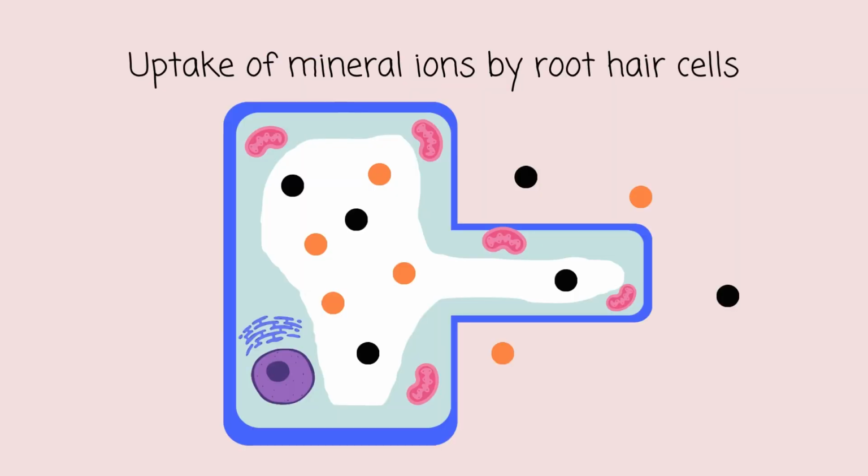Mineral ions like iron, magnesium, phosphates and nitrates are absorbed from the soil into the root hairs of plants. Their concentration is often higher inside the root hair cell than in the soil. The ions move from a low concentration in the soil to a high concentration in the root hair cell against a concentration gradient by active transport.